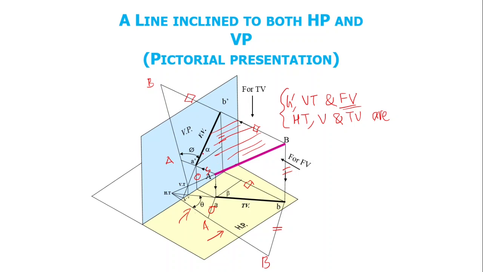This angle is exactly equal to this angle. Then that meeting point will become VT.